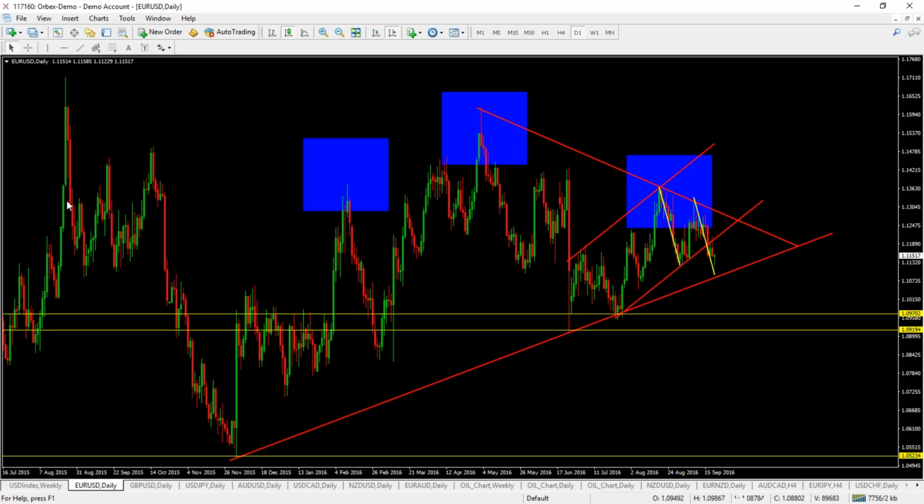Now, of course, to the top side then, if the FOMC fails to satisfy dollar hawks tonight, and we actually see the dollar falling lower and the euro moving higher, well then the clear level which we want to keep on our radar is this bearish trendline resistance here.